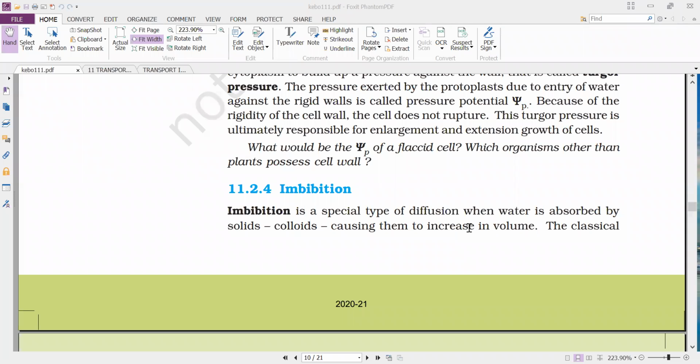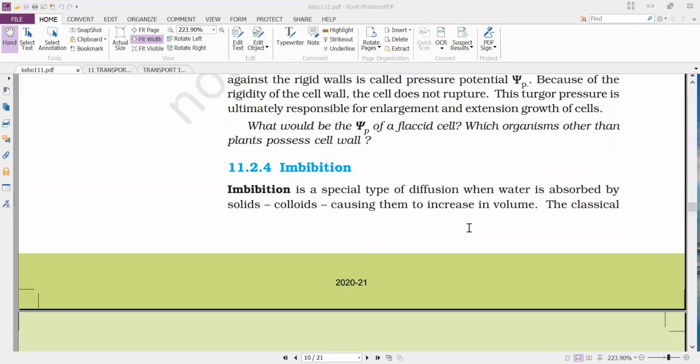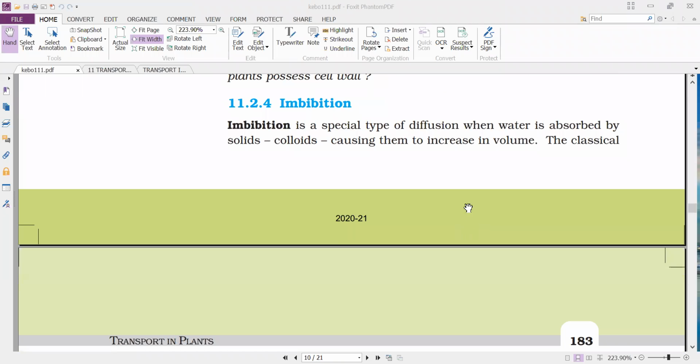In the last class, we discussed plasmolysis, and today we'll discuss imbibition. What is meant by imbibition? Imbibition is a special type of diffusion when water is absorbed by solids or colloids, causing them to increase in volume.